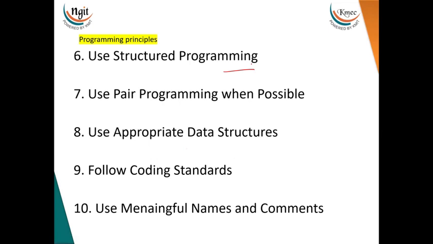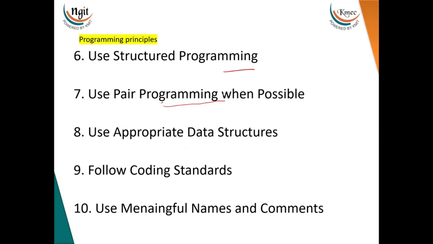And the next point is use pair programming when possible. So two people working together can spot errors early, right? Like one will write the code while the other reviews it in real time. So that is using pair programming whenever it is possible.